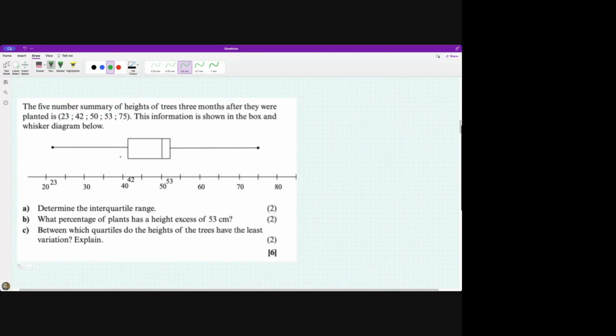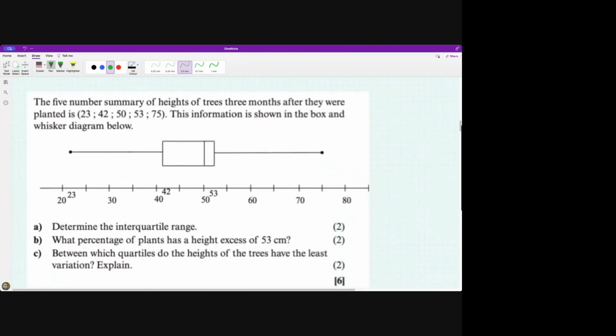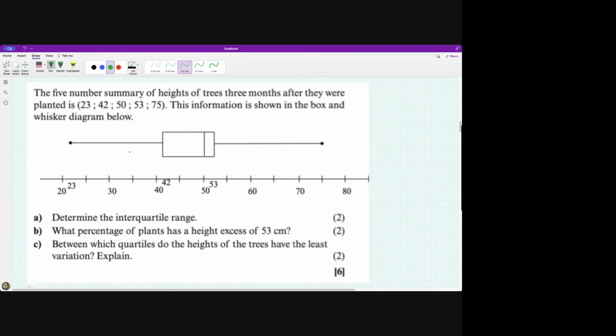Okay, let's just do this question, and then we're going to move on to group data. So this is an old exam question. Step 1, I want you to look at this. They tell you the 5-number summary here, and I want to know what is the interquartile range for these tree heights. Step 1, determine the interquartile range.